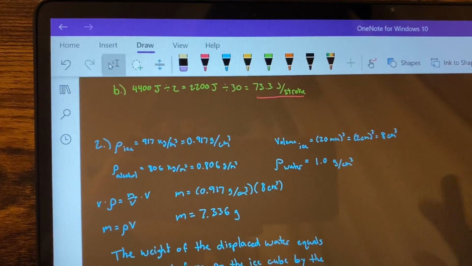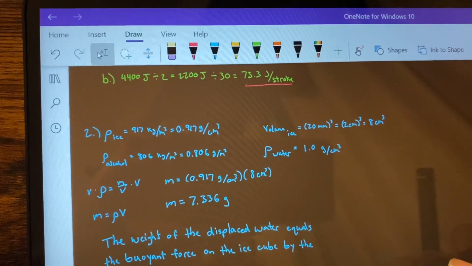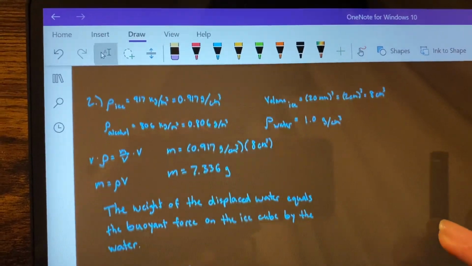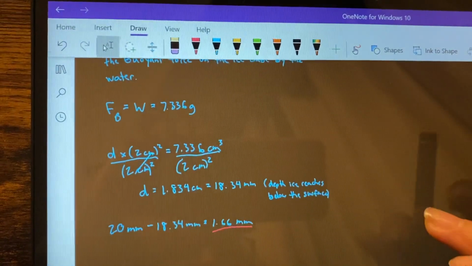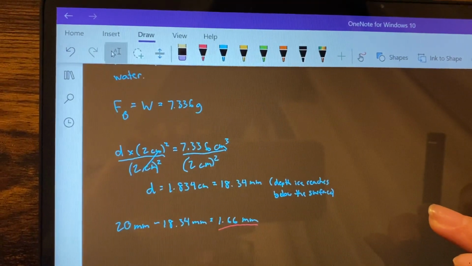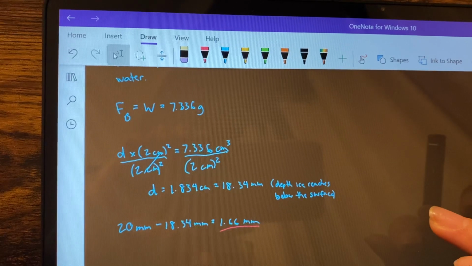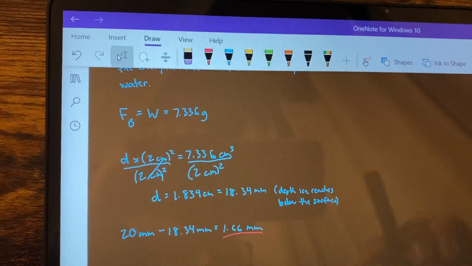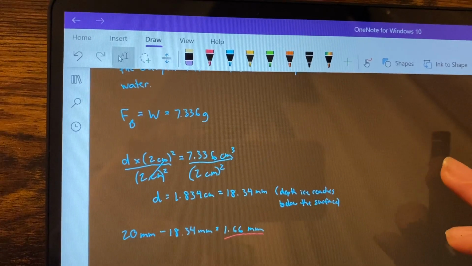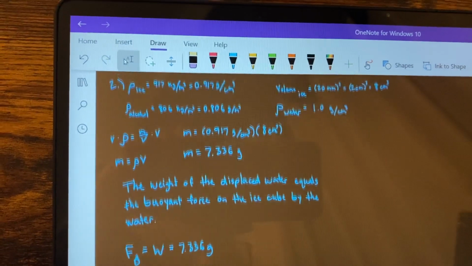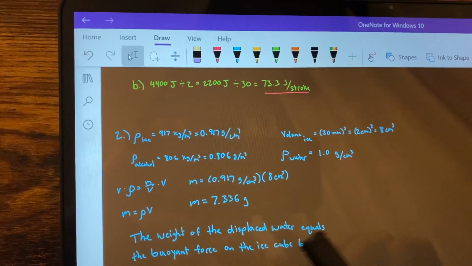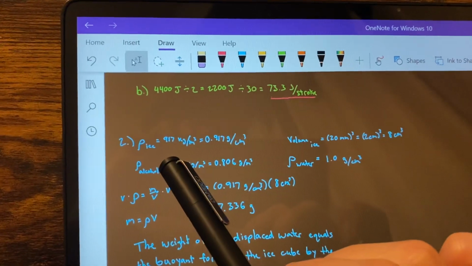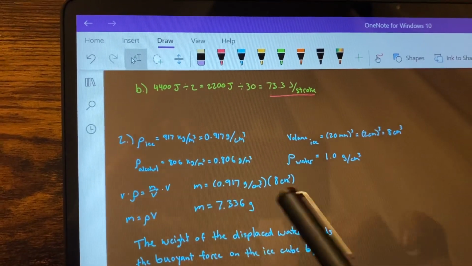For the next question, we wanted to know how much ethyl alcohol we would need to be flush with the ice cube sitting in the water. So we start off at the beginning. We have the information about the ice, the alcohol.